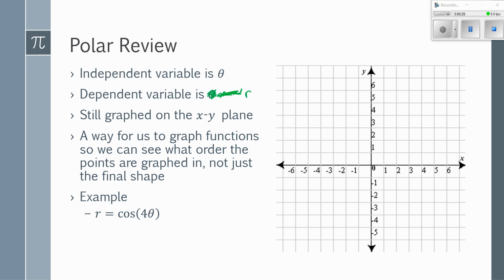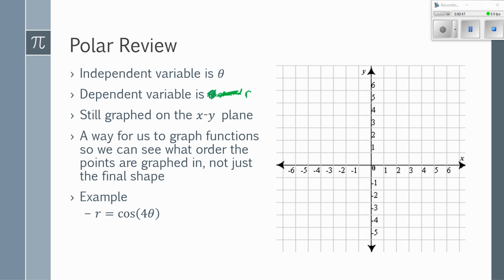Independent variable is theta, an angle that is measured from the positive x-axis counterclockwise around the origin. And the dependent variable is r, which is the radius, just like in a circle. So we're actually measuring angles in radii. We are still graphing on the xy plane, however.